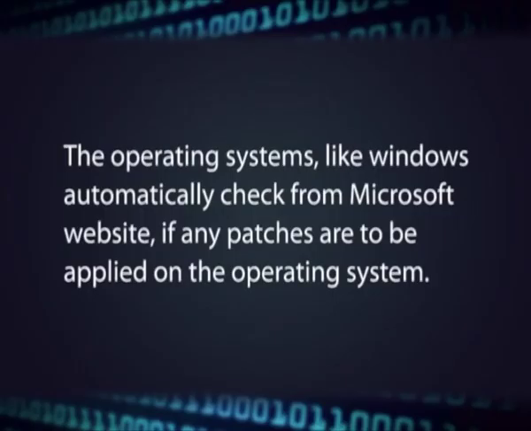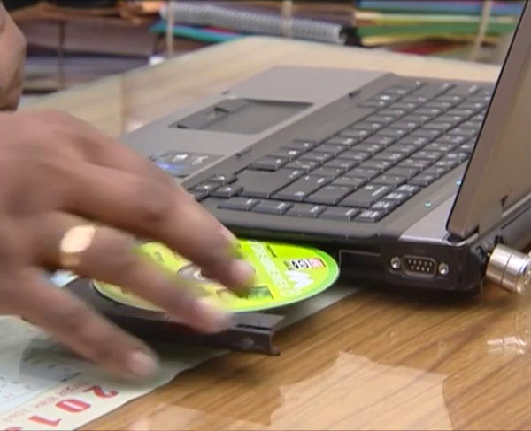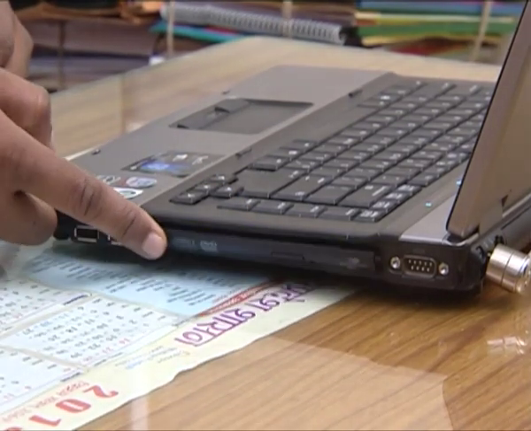The operating systems like Windows automatically check from Microsoft website if any patches are to be applied on the operating system. The patches are applied to the operating system as well as to the device drivers if the changes are made in any one of them by the developers based on the user feedback. Therefore, sometimes if you are working on an old desktop, loading new version of the device driver from the internet does not work. Rather, the installation disk provided with the device manufacturer helps to reinstall the device driver.